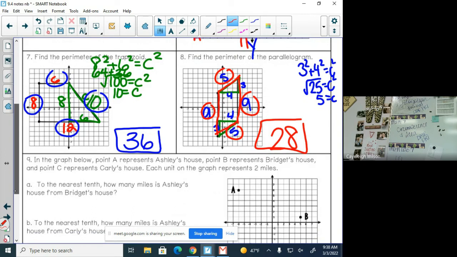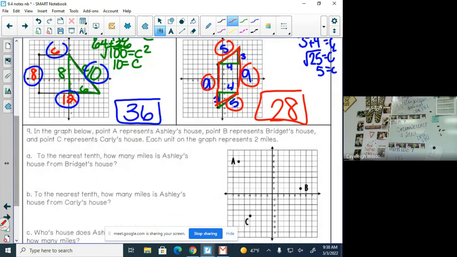All right, moving on to the last question down here. It says, in the graph below, point A represents Ashley's house, point B represents Bridget's house, and point C represents Carly's house. Each unit on the graph represents 2 miles. So, like, if I count on there and I count 5 squares, how many miles is that? 10. If I count 4 squares, that's 8 miles.